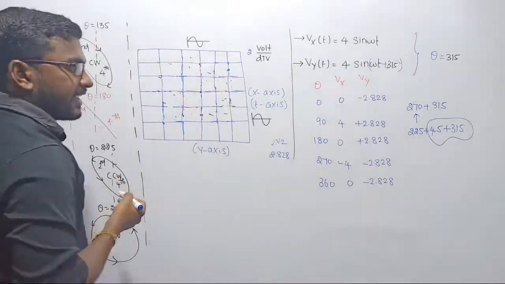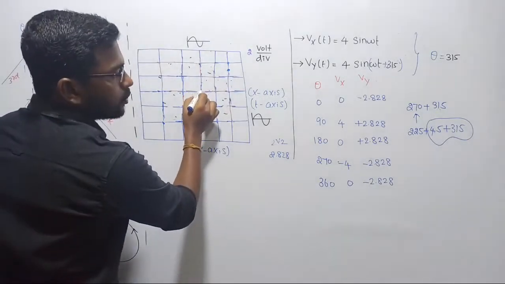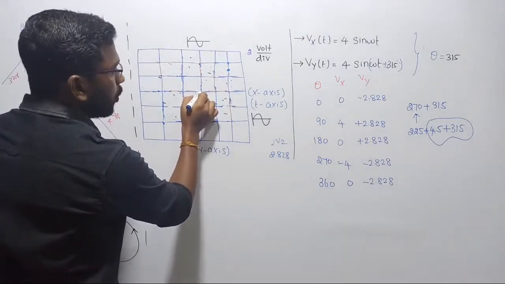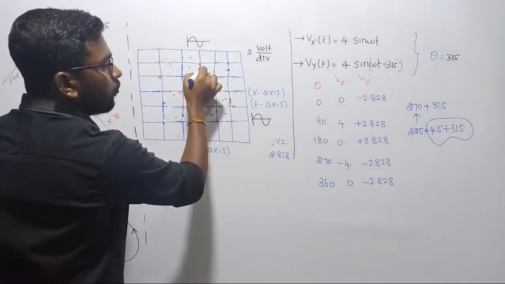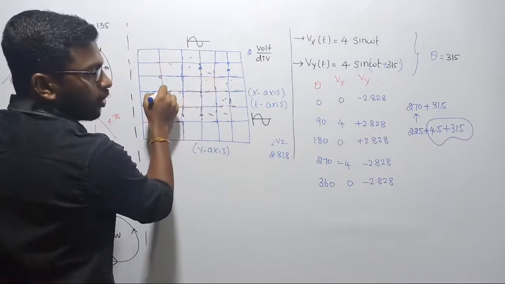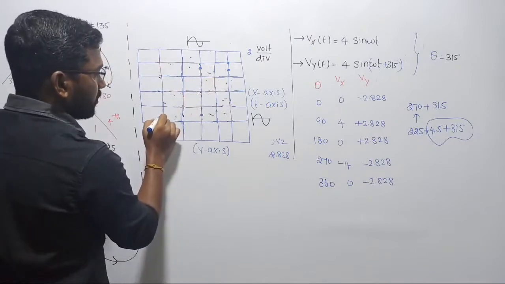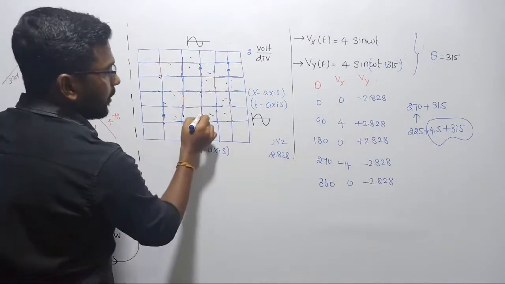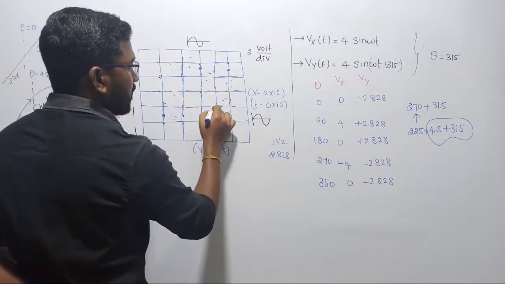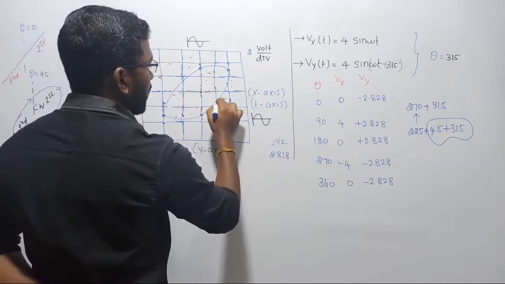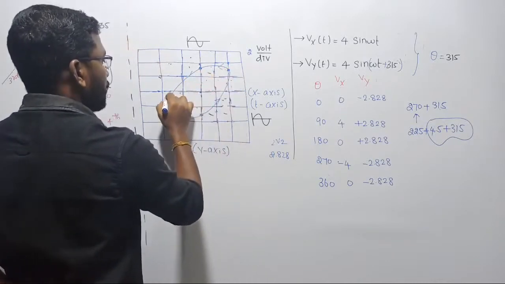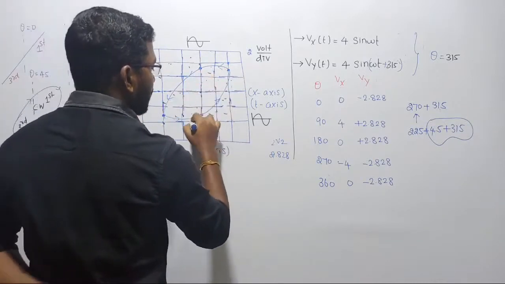Third point, x-axis 0, y-axis is plus 2.828, right? See, first point, second point, third point, fourth point. X-axis is minus 4, y-axis is minus 2.8, right? This one. And then we are getting back to the same point. See there, I started our journey with this one, then I am crossing this one, and then I am reaching this one. In which direction are we making the revolution? It is rotating in the counterclockwise direction.